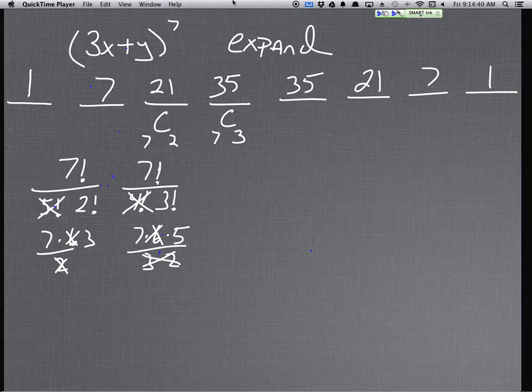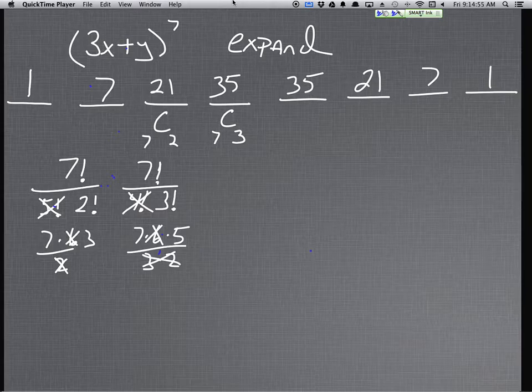We're getting ready to do that. So the first thing you want to do is figure out how many terms there are and get all your coefficients. If I were to use Pascal's triangle and I went all the way down to the 7th, those are the numbers I would get. But we want to be able to do that without Pascal's triangle.